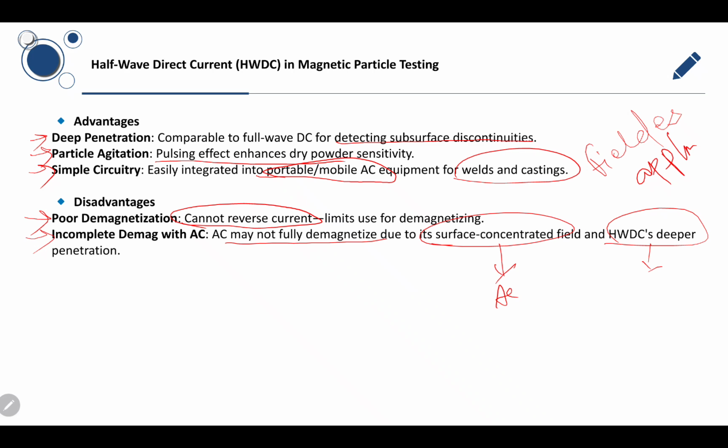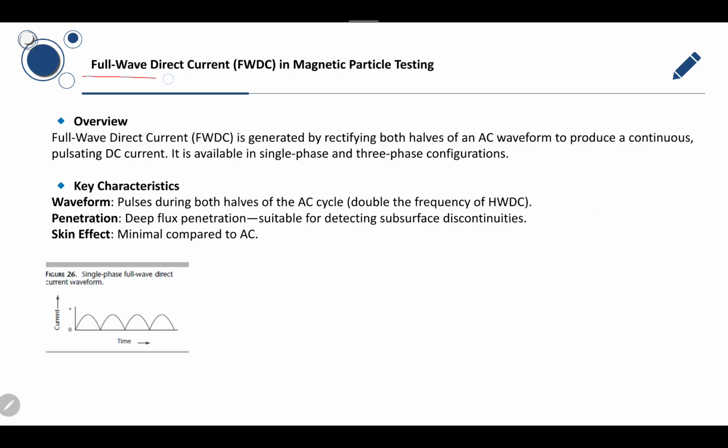So we move to the next slide. Next, full wave direct current. Full wave direct current is generated by rectifying both halves of an AC waveform. It produces a continuous pulsating DC current. It's available in both single phase and three phase configurations.